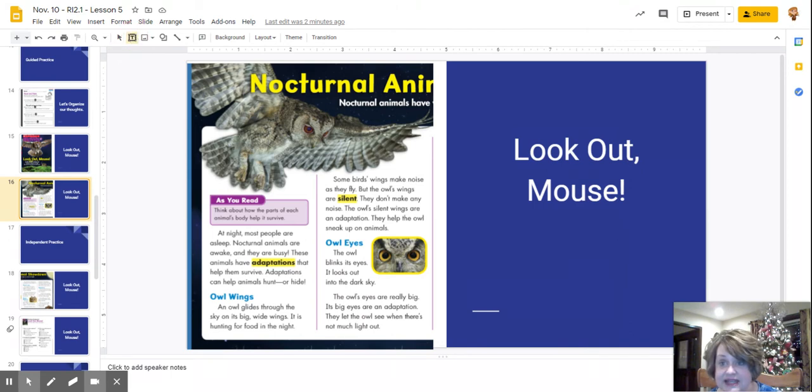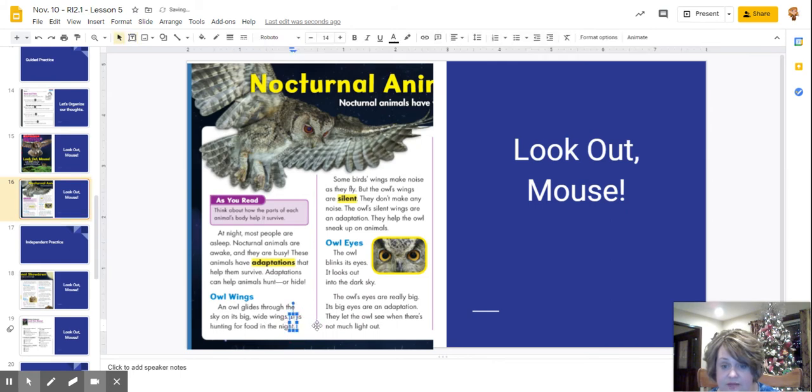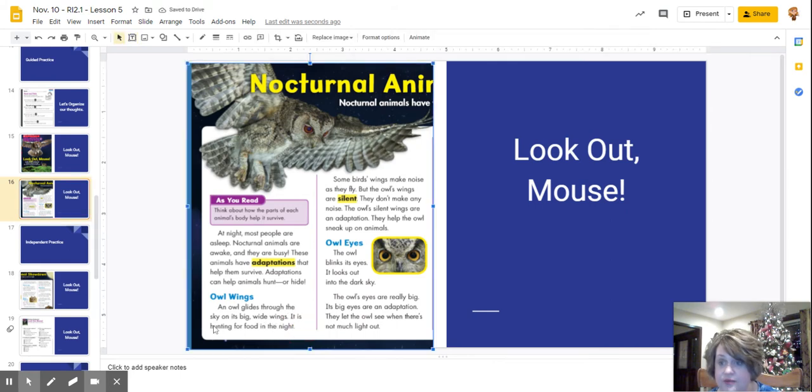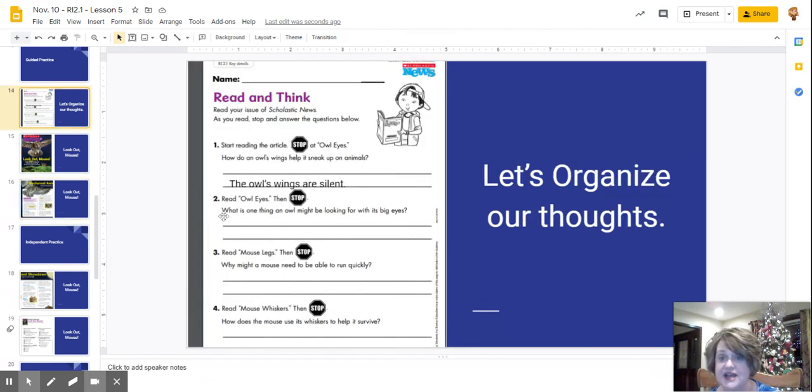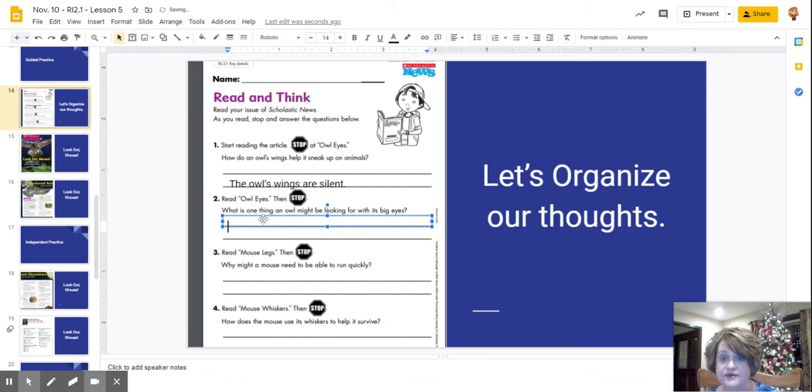Let me see if this will let me mark it. It will not. So let's go back to our question sheet and I will just type that in for you, and then you can highlight it in your book if you want. So let's put: it is looking for food at night.